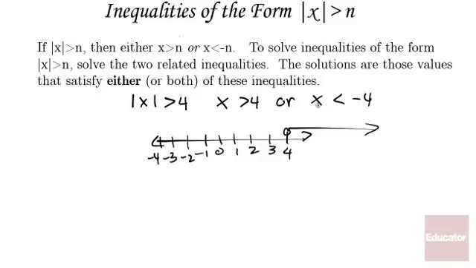Now, the other possibility is that x may be less than negative 4. Because if I take the absolute value of any number extending out on my number line, say negative 6, the absolute value is 6. That's greater than 4. If I take negative 100, the absolute value is 100. That's greater than 4. Same here. If I take any value all the way out over here, 20, the absolute value is greater than 4. So these are all solutions that satisfy this inequality.